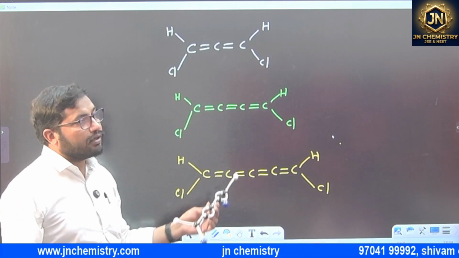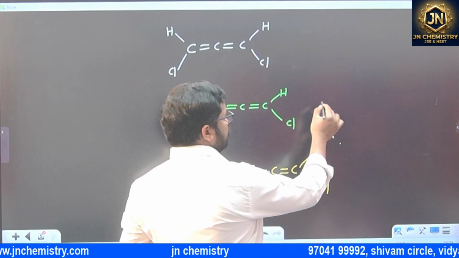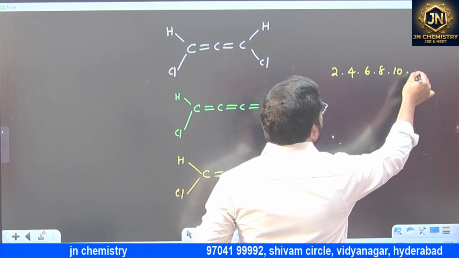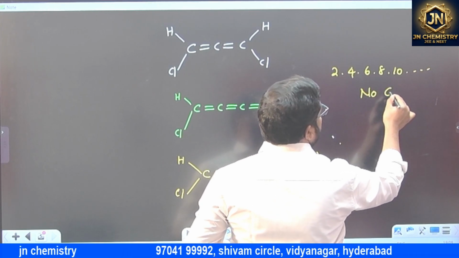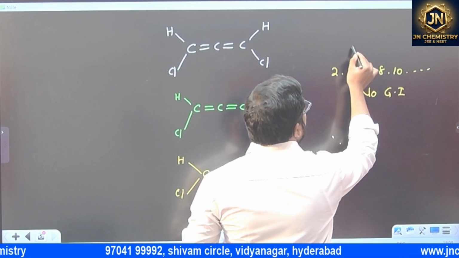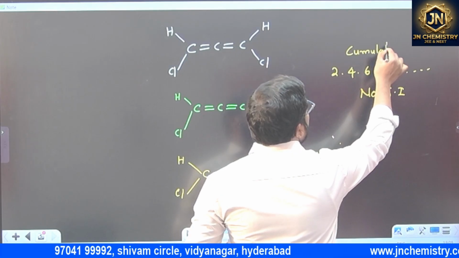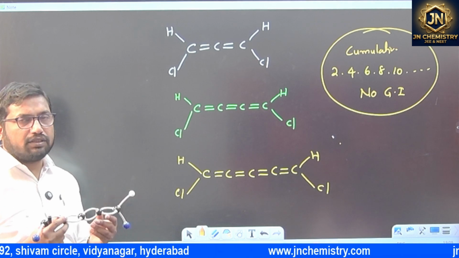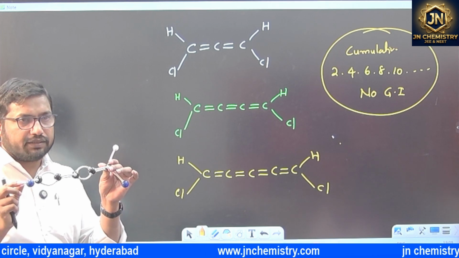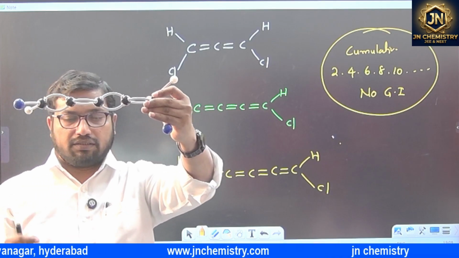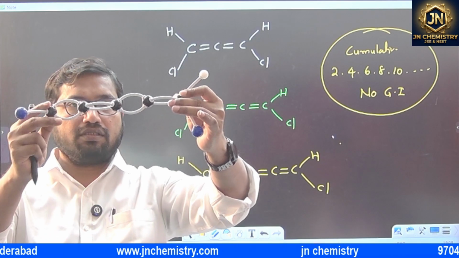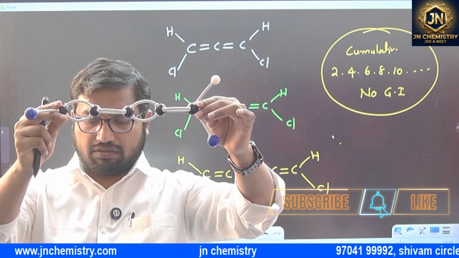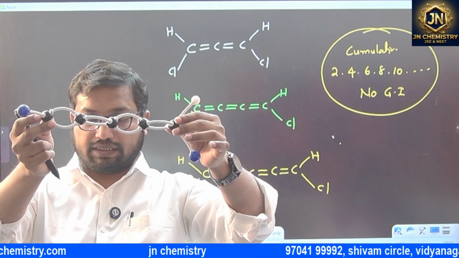Whenever there is an even number of double bonds like 2, 4, 6, 8, 10, there is no GI. Which double bonds? Cumulative double bonds. Why no GI? Because the terminal groups are perpendicular like this. Is the structure clear?